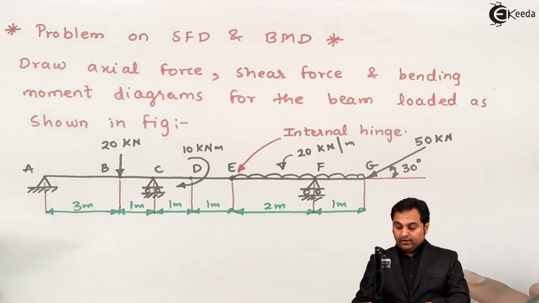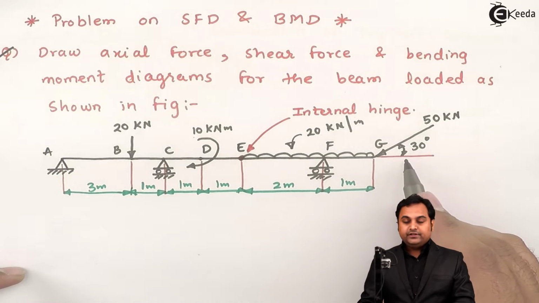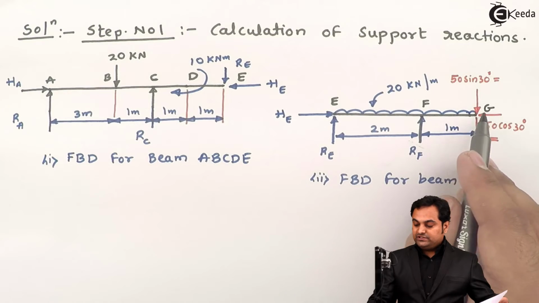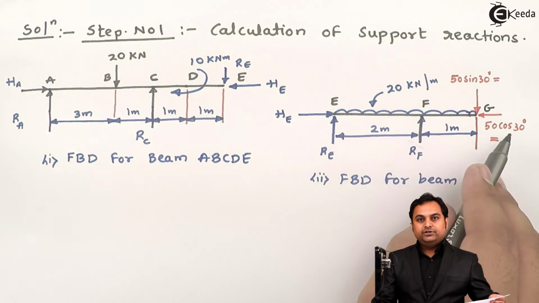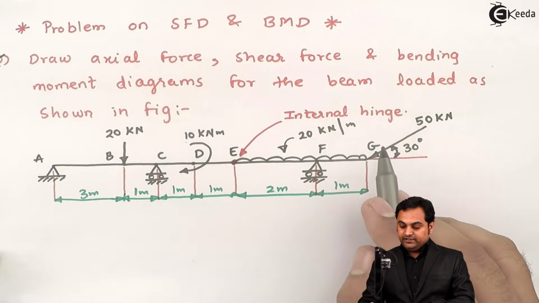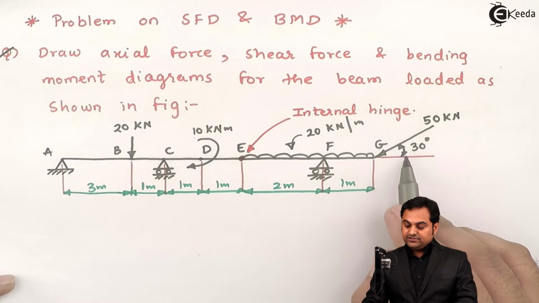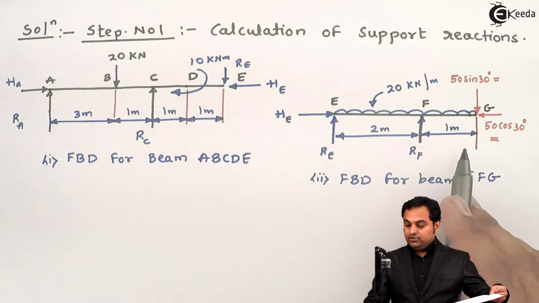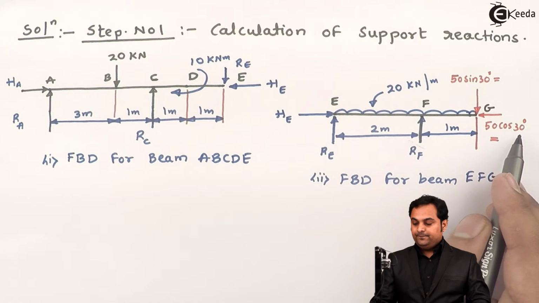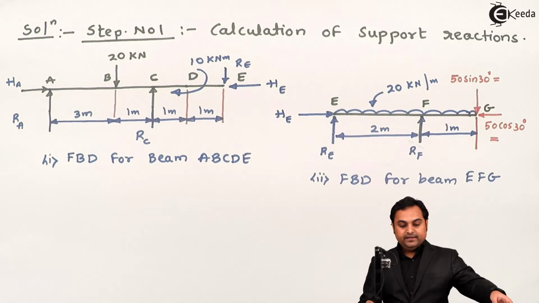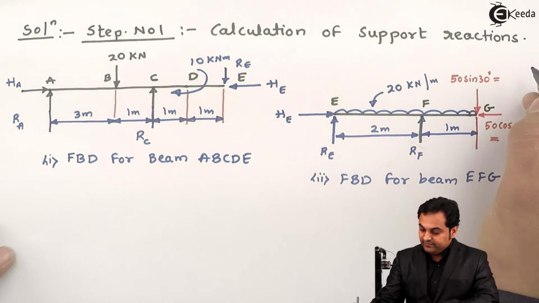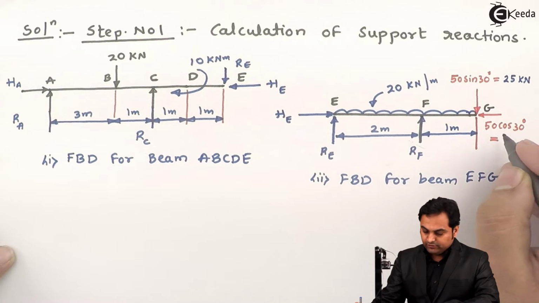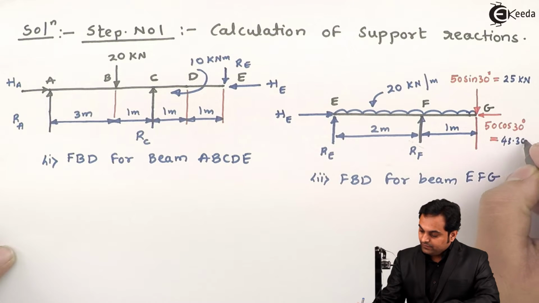Then at point G, there is a 50 kilonewton load inclined at 30 degrees. That I have resolved. We'll have two components: first the horizontal component, then the vertical component. Inclination is with the horizontal, so the horizontal component will be cos and the vertical will be sine. So the horizontal component is 50 cos 30, the vertical component is 50 sine 30, and I'll write their values here. 50 sine 30 is 25 kilonewton. 50 cos 30 is 43.30 kilonewton.